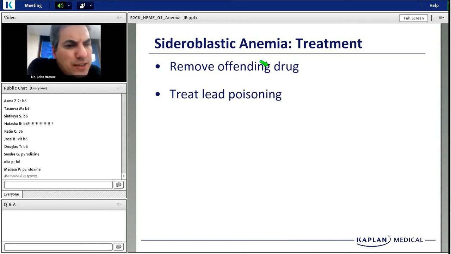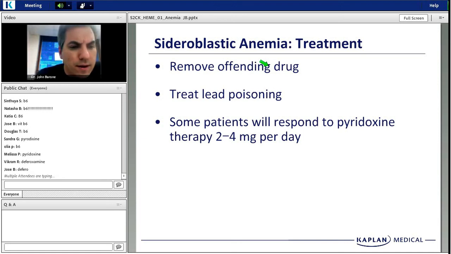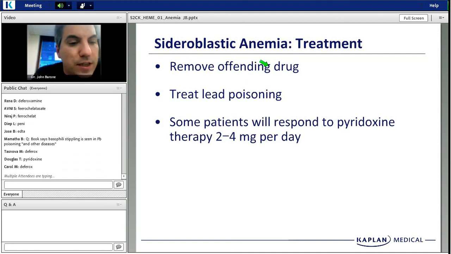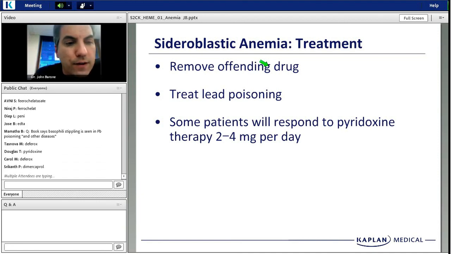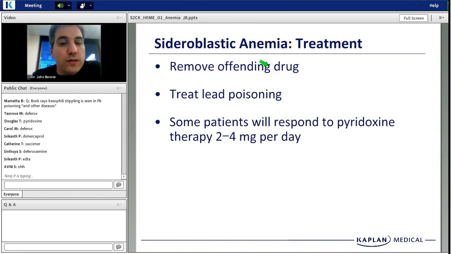How do you treat lead poisoning? I forgot. Can anybody tell me how you treat lead poisoning? Does anybody remember? Okay, you're going to use a chelator. Excellent. You get a chelator. But ferrous is for iron, right? Ferrous is for iron. Yeah, we're going to use chelators for lead.